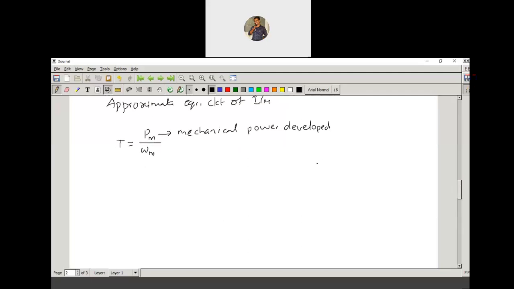What we are talking about here, for example, is that you have the stator and you have the rotor. In between the stator and rotor we have the air gap. So this is the rotor part, and this one is the stator part. Here we have the air gap. From the stator to rotor, we are going to have the air gap power developed.